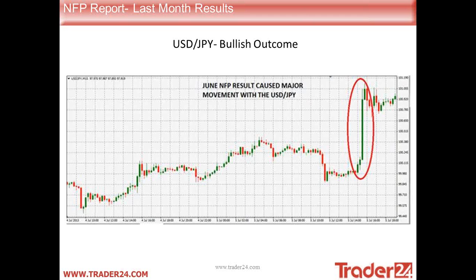Here's last month's results. So we're looking at the June NFP result, which caused major movement for the USD JPY, the US dollar Japanese yen currency pairing. As you can see, this was June's release, which was May's data figures. And you can see a clear bullish trend here. You can see the dollar actually resulted in an upward channel, upward trend as a result of the positive data. So it just gives you a bit of an indication of the impact that the NFP can have on the market.